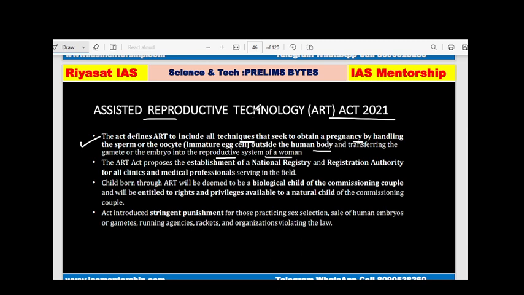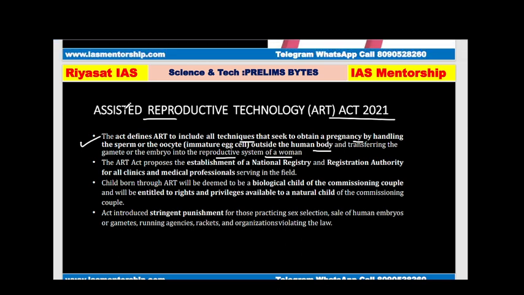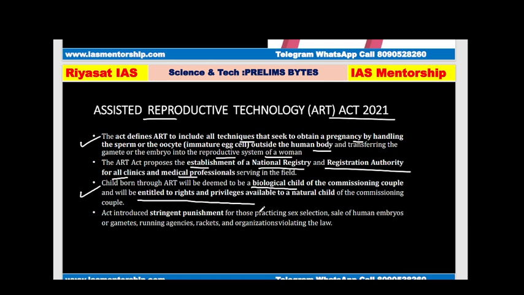The couples who are not able to bear a child can have a child using ART technology, where reproduction is happening in a mixed external and internal environment. It proposes the establishment of a National Registry and Registration Authority for all clinics and medical professionals. Clear? And next, a child born through this technology is deemed to be the biological child of the commissioning couple and will be entitled to all the rights and privileges available to a natural child.